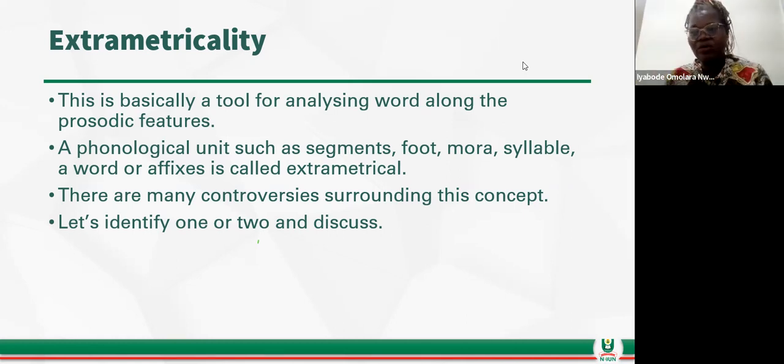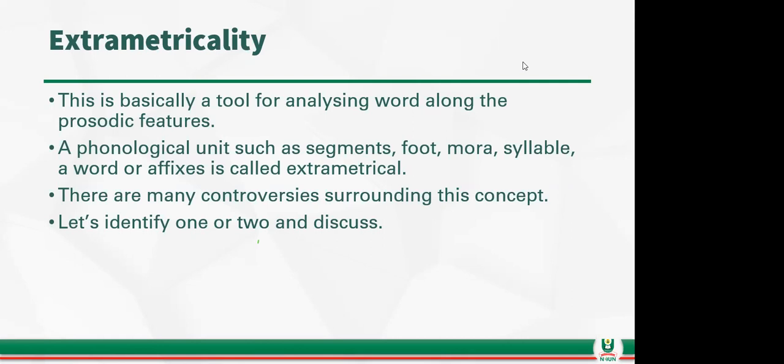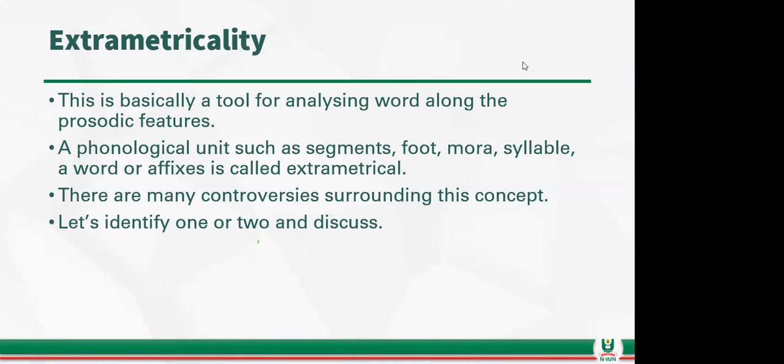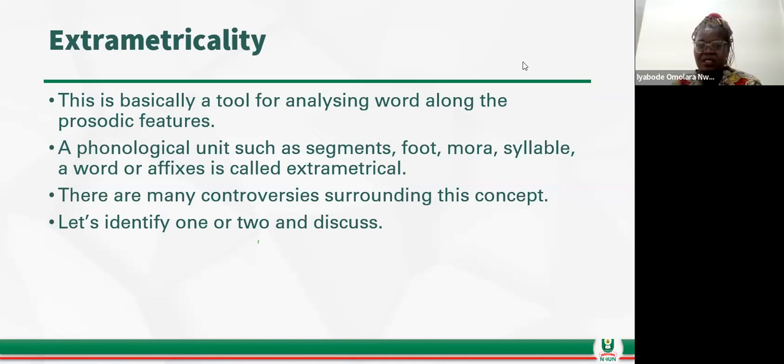And like I said, there are many, I think about 3 or 4 scholars have raised their different approaches. So you may want to look at one and identify, but I wouldn't know whether we even bother to read that up. So there are many controversies surrounding this concept. But essentially you are using this tool to analyze words along the prosodic features of the segment, foot, mora, syllable, word or even affixes. So it could be at any of these levels that you are doing your analysis. So this is what we are looking at in extrametricality.